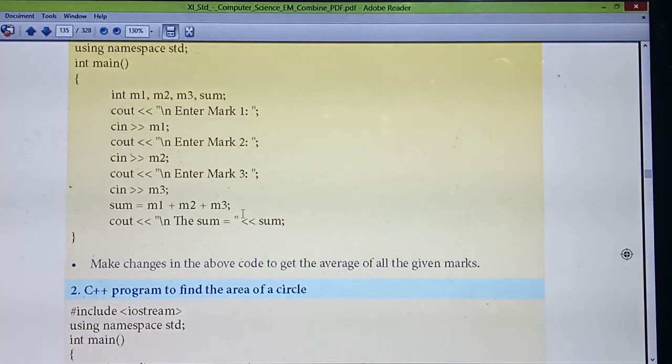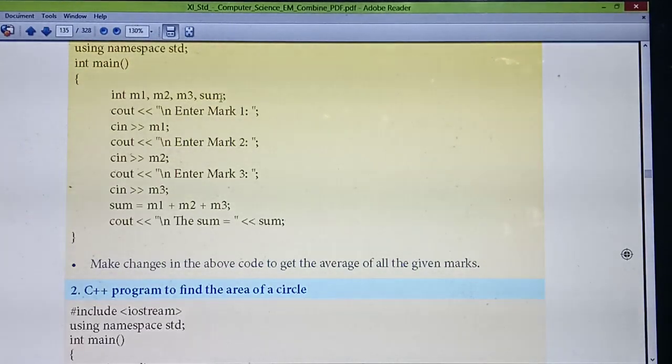Understand? Understand what I am telling? Here you have already found the sum, isn't it? But here they are telling to find the average also. So next line, after the sum you should find AVG equal to M1 plus M2 plus M3 divided by 3, or sum divided by 3, that is also correct. Then one more cout line to display the average. So the average equal to, which variable are you finding the average in? AVG. Understand?